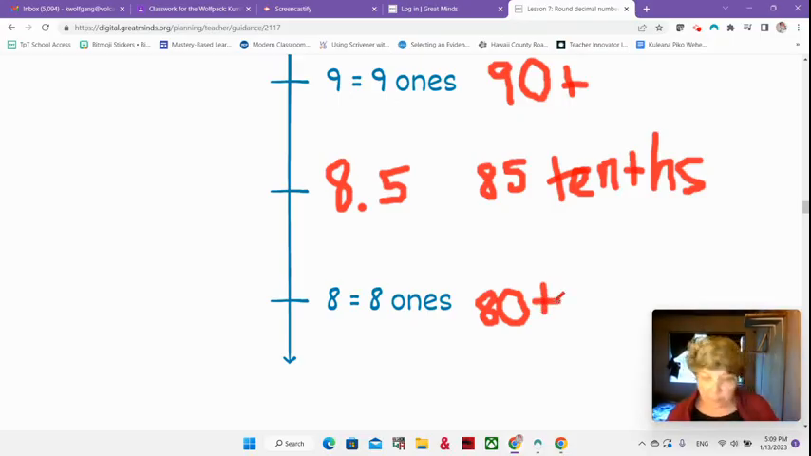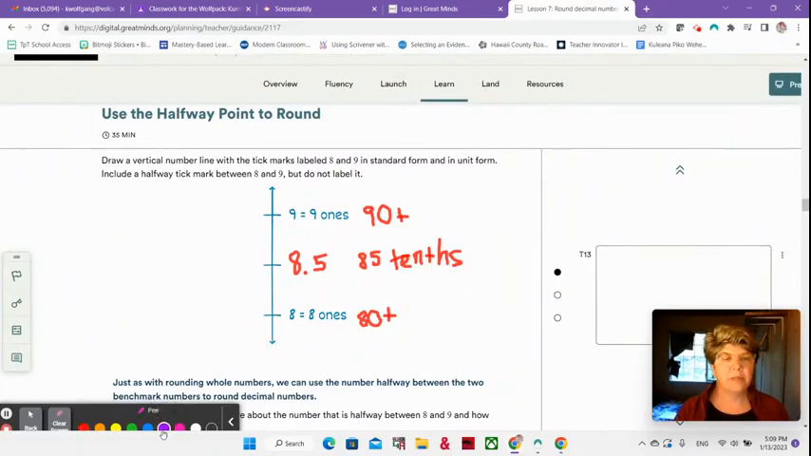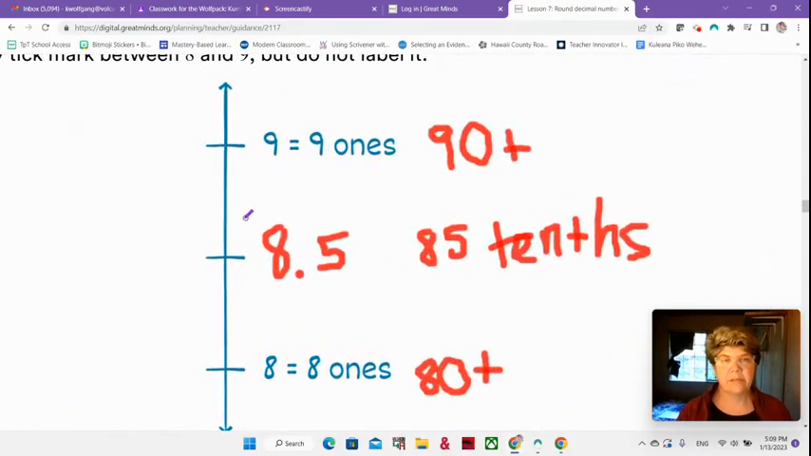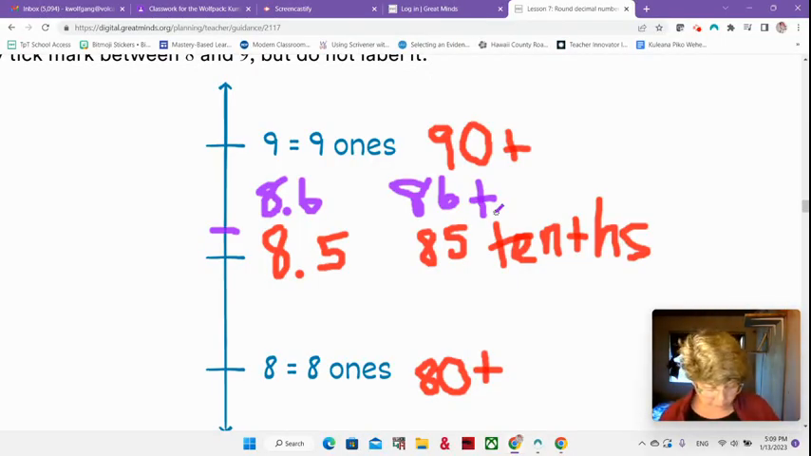Okay, and then the number that we are trying to round, let's get a different color. The number that we're trying to round is 86/10, right? I'm sorry, 8 and 6/10. So 8 and 6/10, and that is 86/10. Got it? Okay, so is 8 and 6/10 closer to 8 or closer to 9? And how do you know?